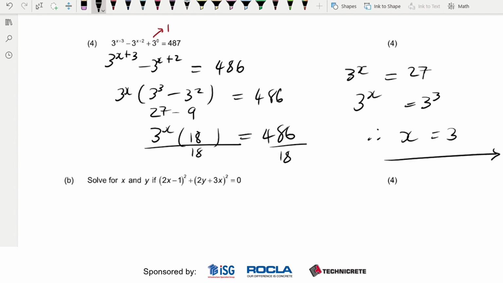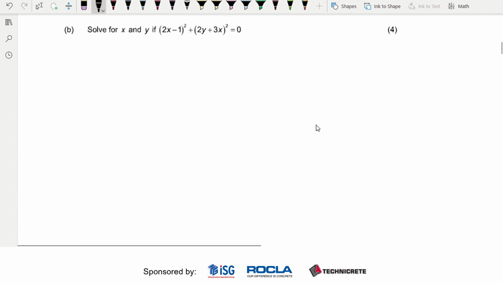There we go. And our last question, or our last section for question A, is this very interesting question here. We're asked to solve for x and y if 2x minus 1 squared plus 2y plus 3x squared is equal to 0. Now, we know the square of a real number is always non-negative. We also know that the sum of two squares can only be equal to 0 if and only if each square is equal to 0. So that means that this can also be rewritten as two different equations, right?